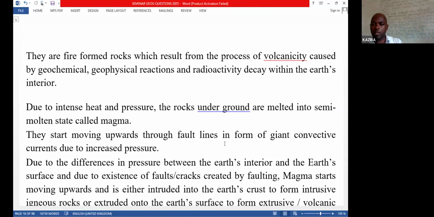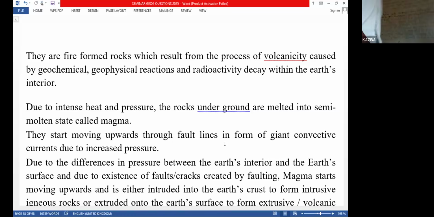Then this generates intense heat, and this intense heat melts the rocks in the mantle into a semi-molten state. And due to differences in pressure between the Earth's interior and the Earth's crust, the material starts moving upwards in form of convective currents and is either intruded into or extruded onto the Earth's surface.